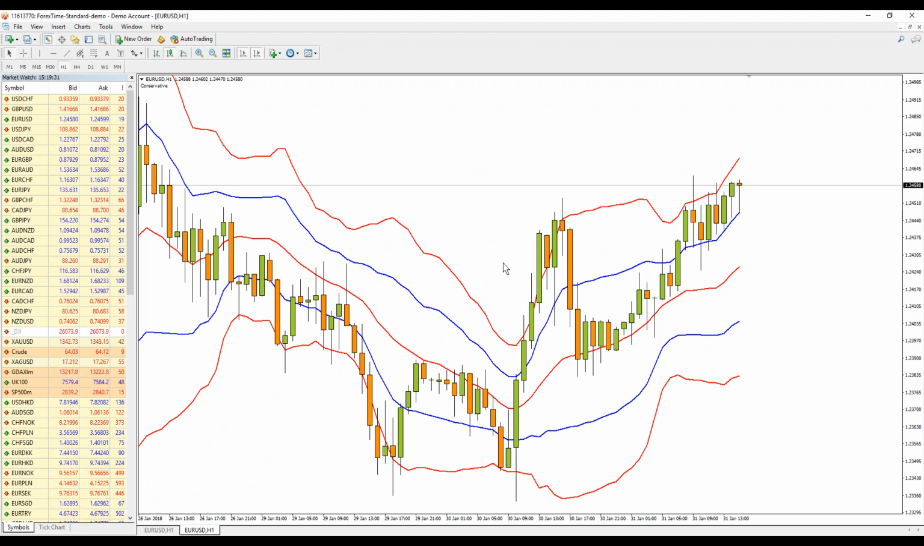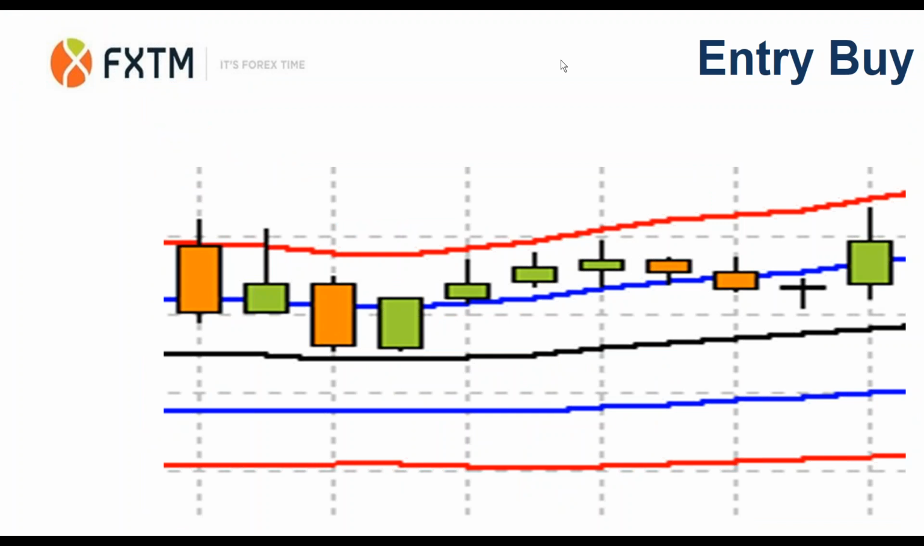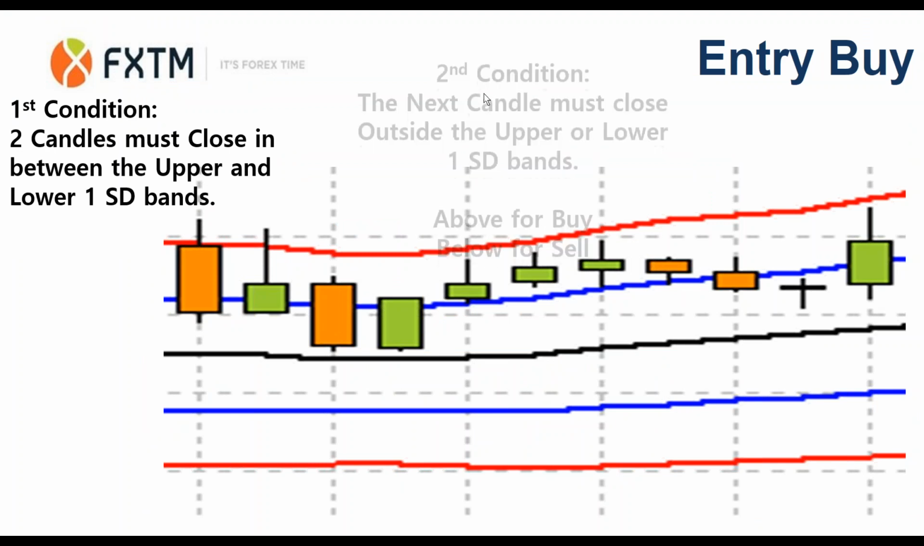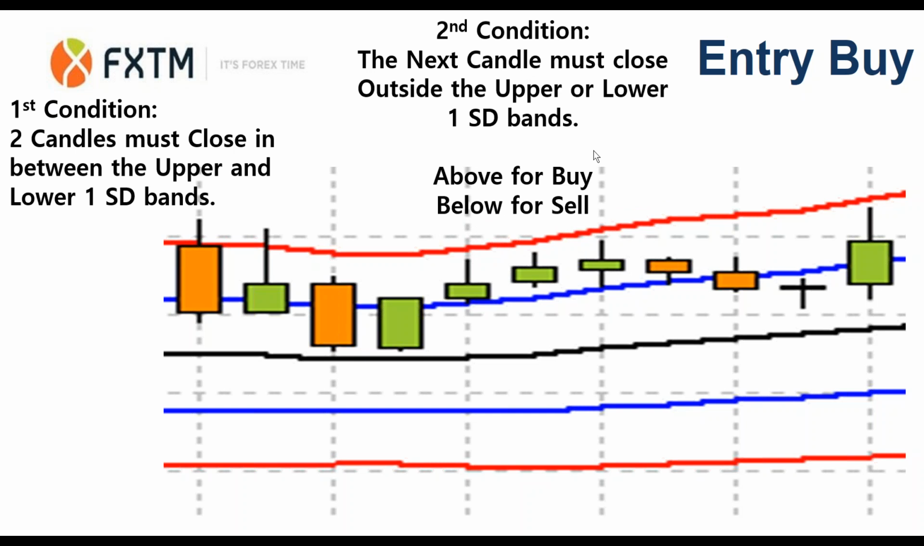Very simple. Okay, now how do we enter the market? Our first condition, we are looking for 2 candles that must close in between the 2 blue lines, meaning the upper and the lower 1 standard deviation line. That is our first condition. Our second condition, okay, bear with me, all of this will make sense now. Okay, our second condition, the next candle must close outside the upper or lower 1 standard deviation bands, above for a buy, below for a sell.